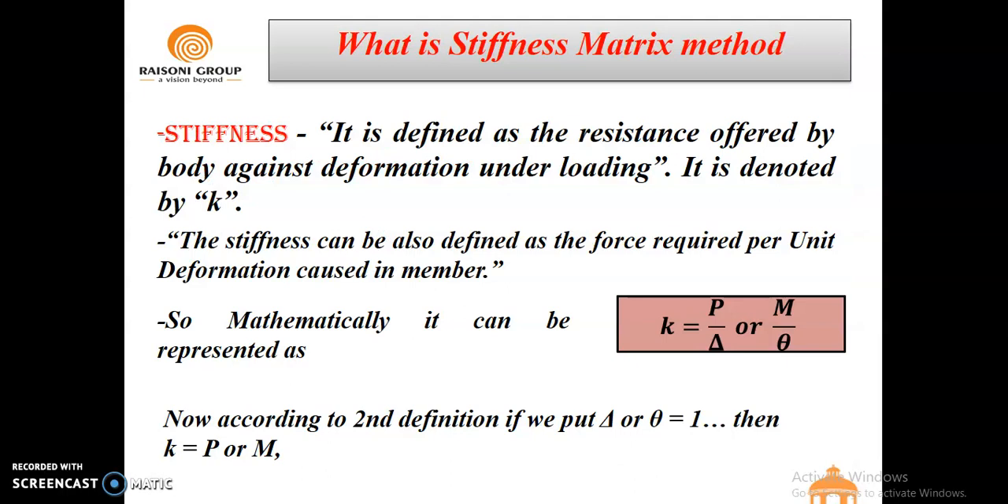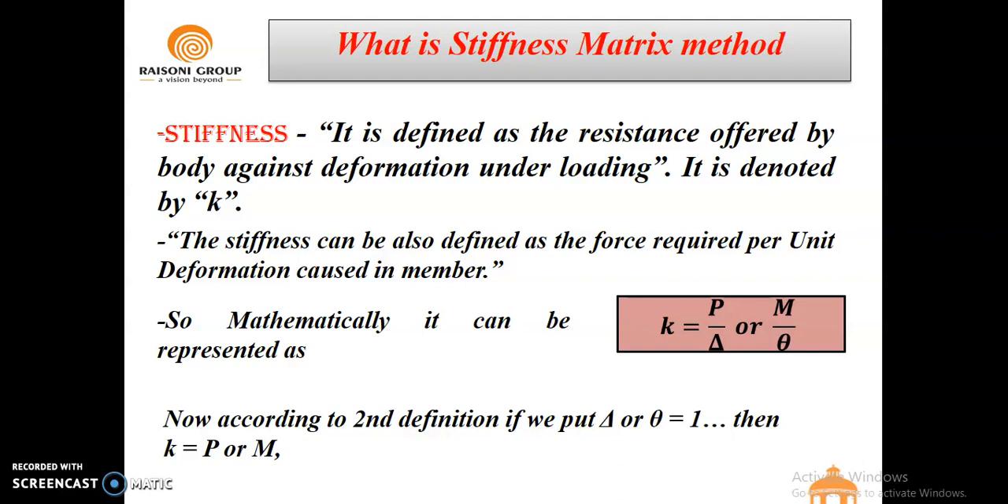Moving to next, some basic terminology that we have to discuss, in which what is the stiffness matrix method. Before going to the exact method, we should know what exactly the stiffness is. It is defined as the resistance offered by a body against deformation under loading. It is the property of a body by virtue of which it can resist itself undergoing deformation under loading, and it is generally denoted by K.